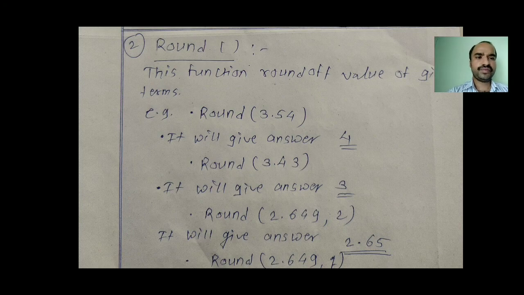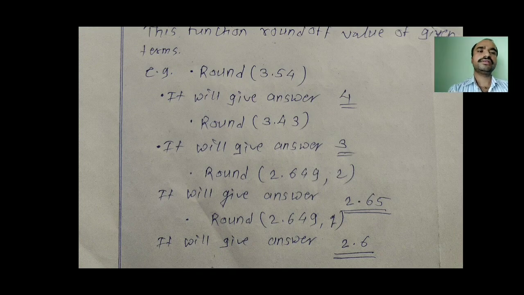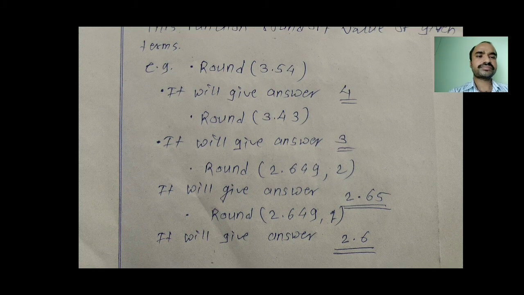It will give the answer 4, because after the decimal point there is a 5. We have seen that if the digit is 5 or more than 5, the total value converts into the next number. Another example, ROUND(3.43). It will get converted into 3. Then the next example. See, in the case of the round function, there are two types of attributes. Attributes means values. In the first two examples, we have seen a single value, so it directly converts into a number. But in the third one, we have provided two attributes or two parameters.